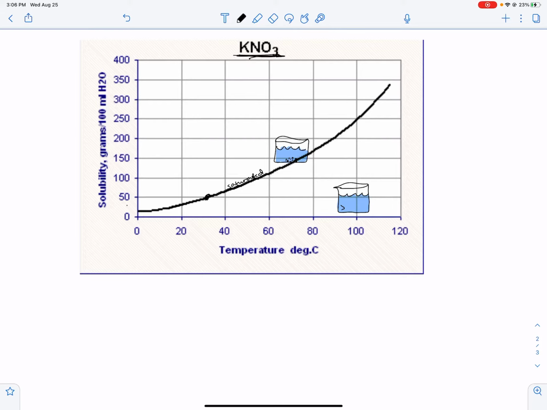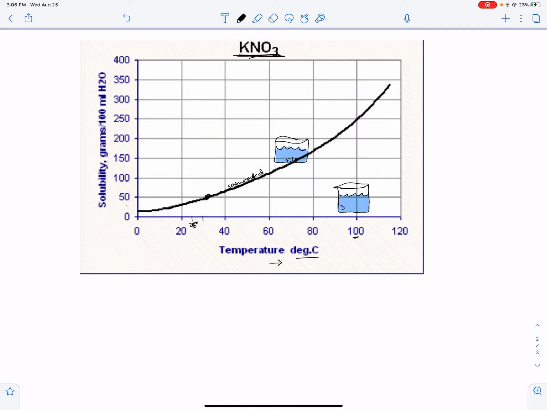This is a solubility curve for KNO3. Always make sure you look at the axis first. Notice that the bottom one is degrees Celsius, and notice that it's increasing in this direction. So room temperature would be somewhere around here, like 25 degrees Celsius. And of course, this is the temperature at which water boils.